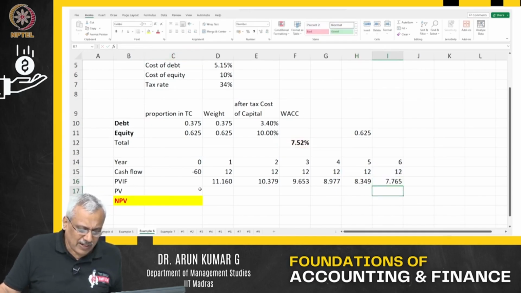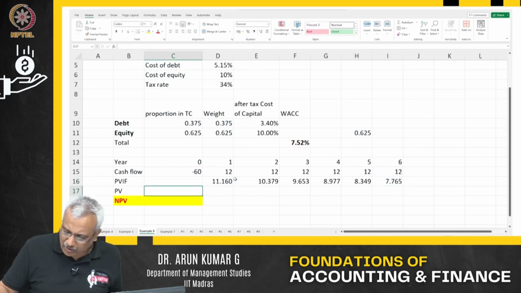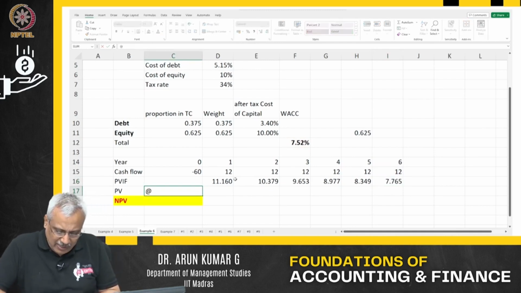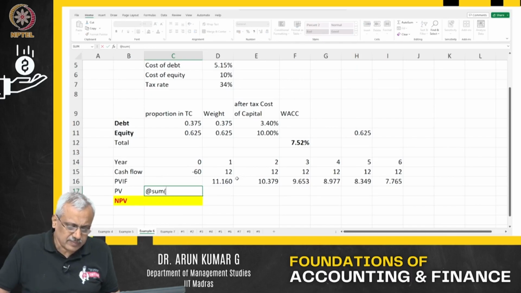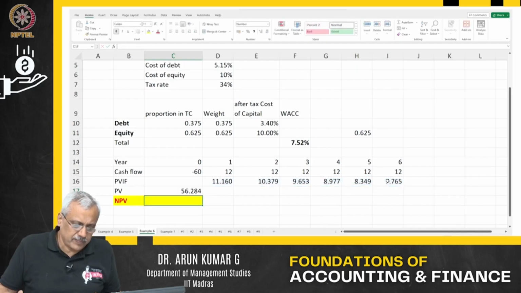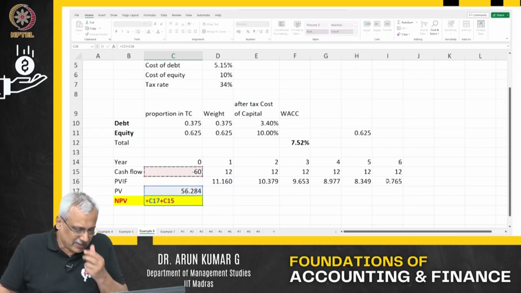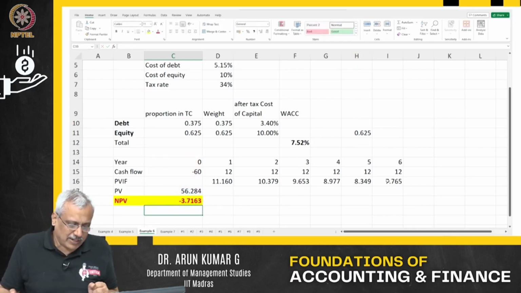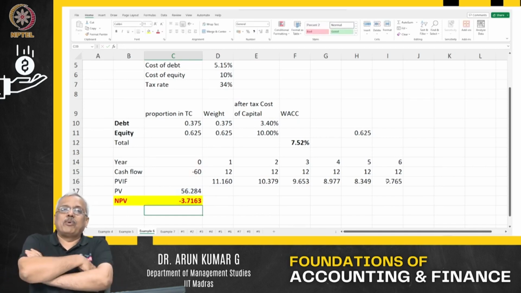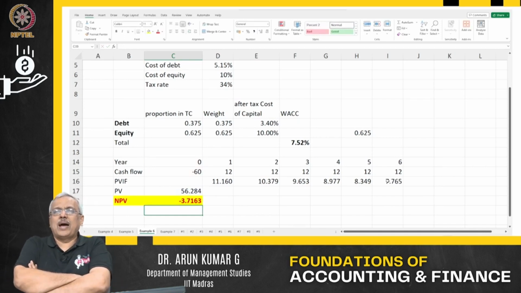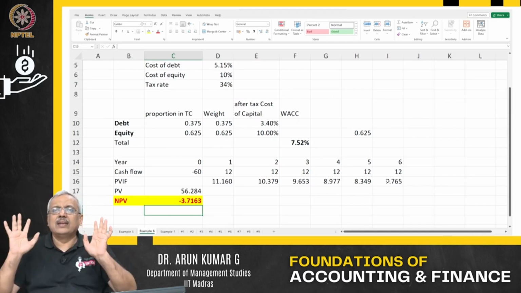So what is the present value of my cash flows? The present value of all my cash flows is basically the sum. So what is my NPV? My NPV is the present value of all the cash flows minus my initial investment. Because the investment is already negative, I am just using a plus sign. So what happens? Negative 3.7163 million. It is not viable.